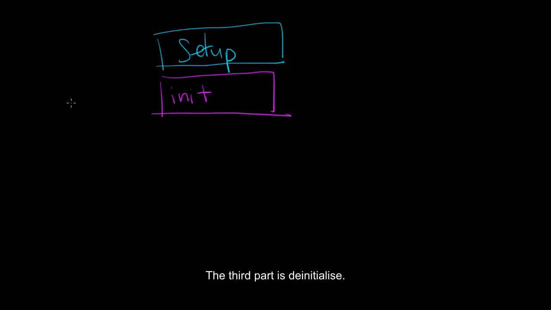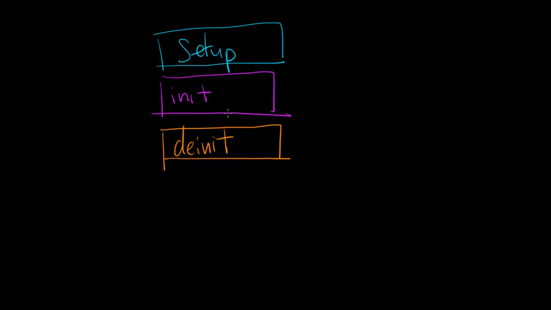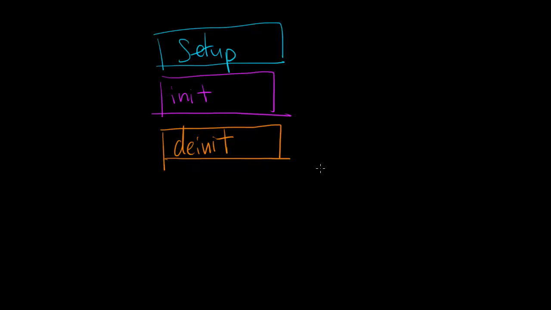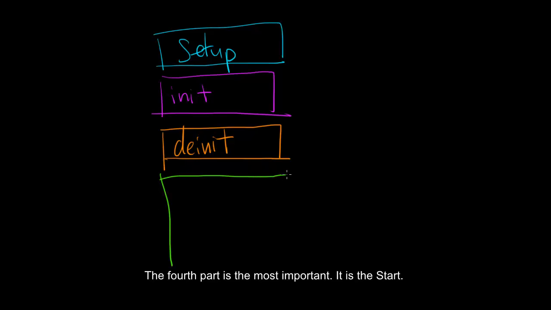The third part, the deinitialize. Similar to initialize, all the code in deinit will run one time when the EA is stopped. The fourth part is the most important. It is your start.